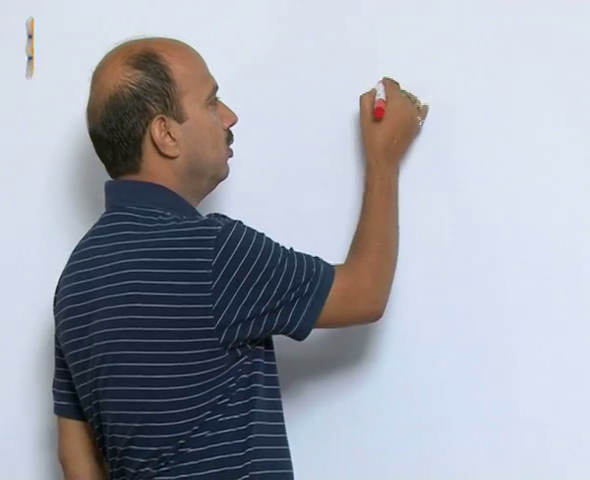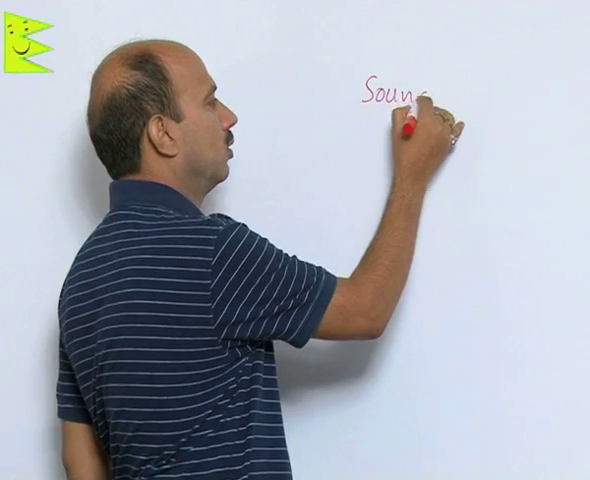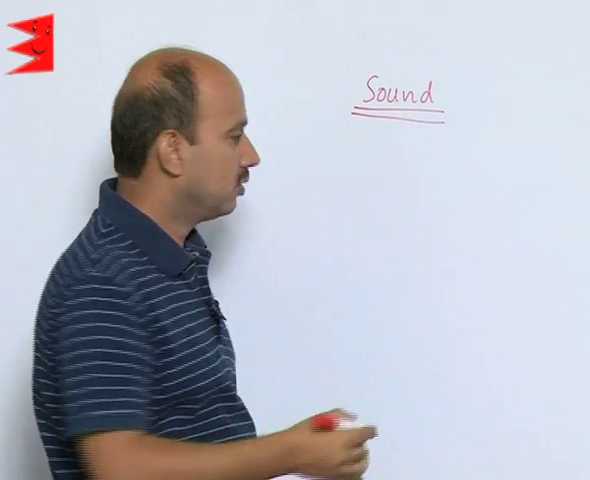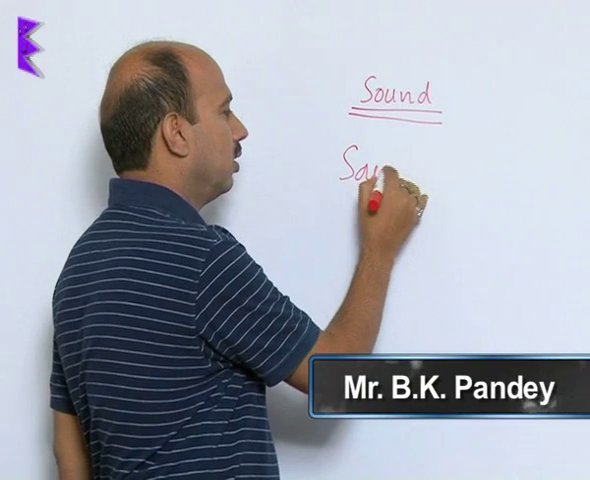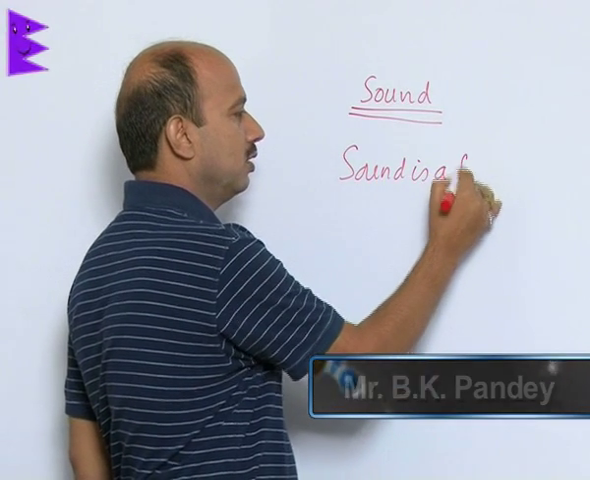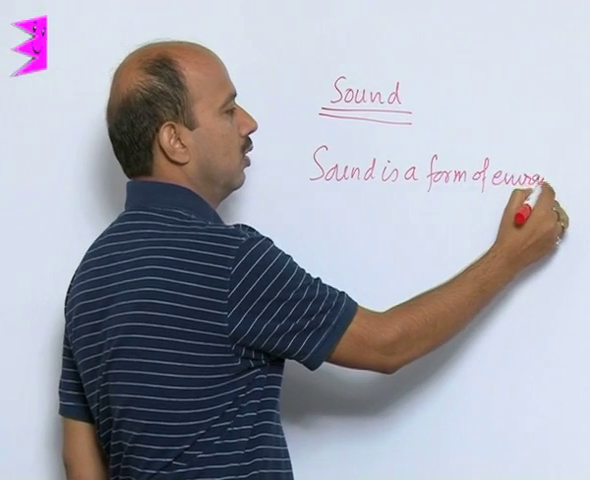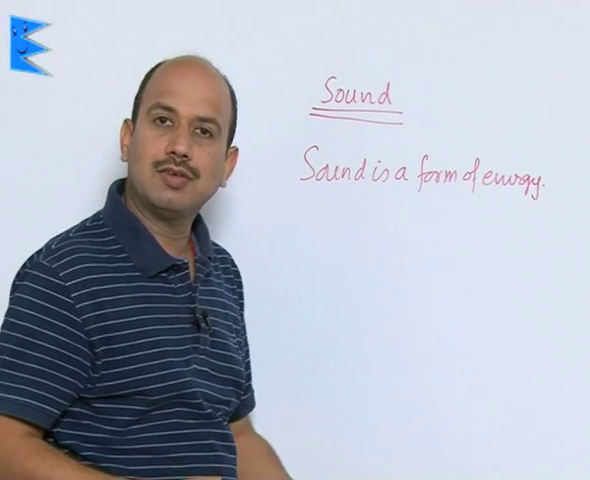So, now we will come to the next chapter, that is sound. Here we have discussed sound is a form of energy. Similarly, light is a form of energy.